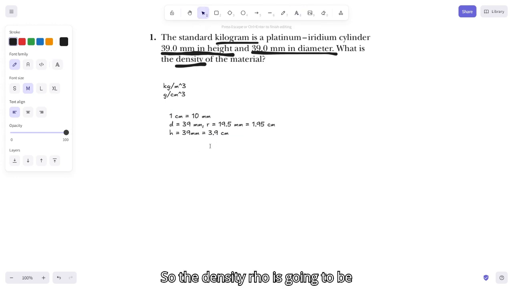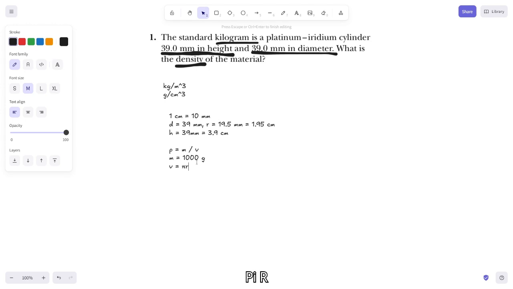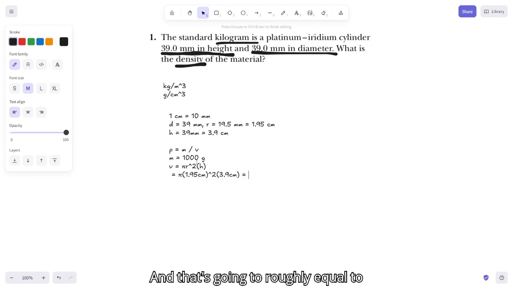So the density rho is going to be m over v. The mass is 1,000 grams. The volume is going to be pi r squared times h, which means it's going to be pi times 1.95 centimeters squared times h, which is 3.9 centimeters. And that's going to roughly equal 46.6 centimeters cubed.